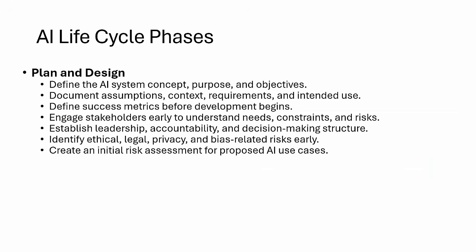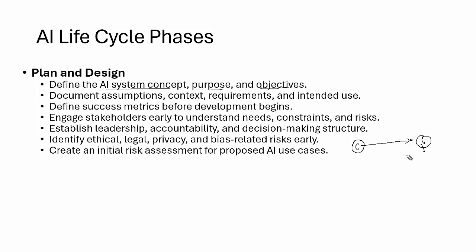So first is plan and design. Before we build any kind of AI system, we need clarity on why we need AI and how we are going to use AI. That is the reason we need to define the AI system concept, purpose and objective. A good design should include the purpose and objective. So let's say, for example, you are a customer interacting with the vendor. The customer shares his requirement.